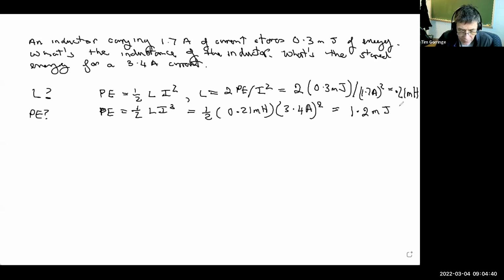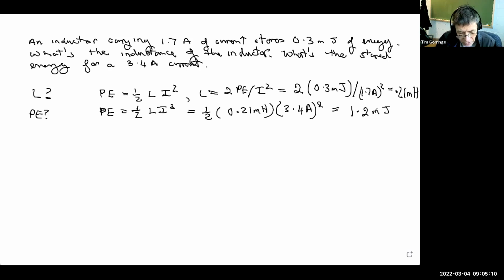Again, I played this trick where I fed in the inductance in millihenries, and so the energy is in millijoules. I could have put in 2.1 times 10 to the minus 4 henries, and then I would have got 1.2 times 10 to the minus 3 joules. Either way is perfectly fine. And so this is the answer for the energy.